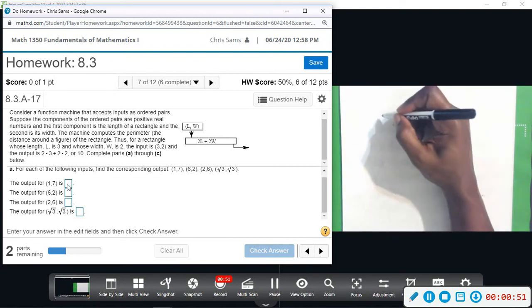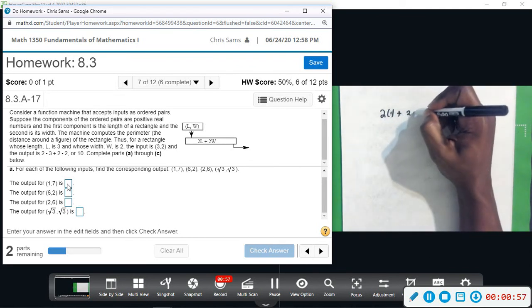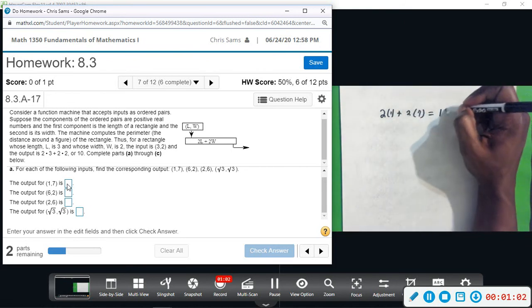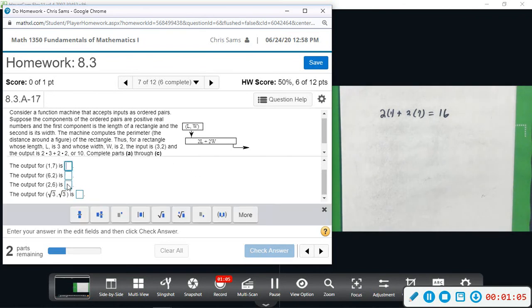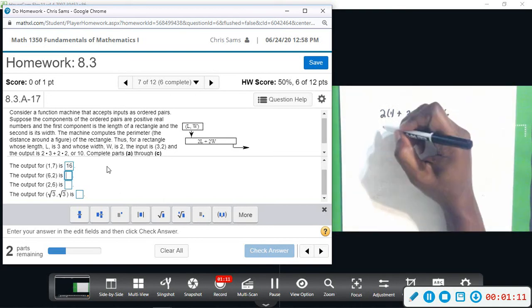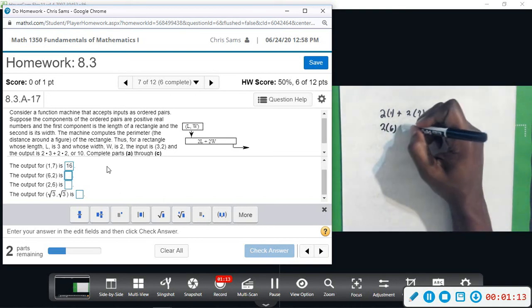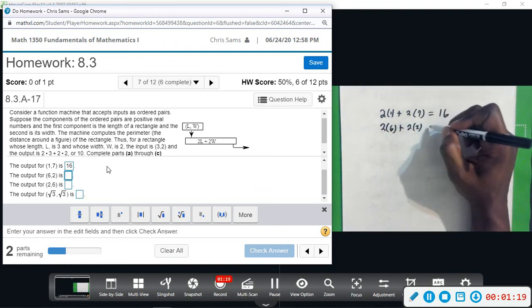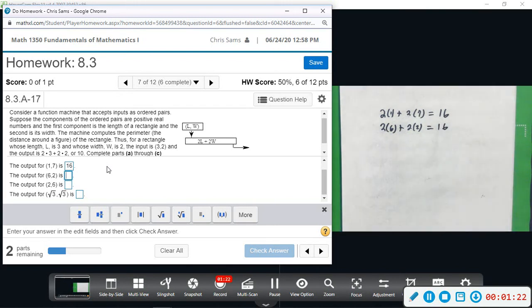So we're just going to do 2 times 1 plus 2 times 7, and that will give us 2 and 14, which gives us 16 for our first box. And then we're going to do 2 times 6 plus 2 times 2, which is 12 and 4, also giving us 16. And then the next one is just the reverse of (2, 6), so we should also get 16.